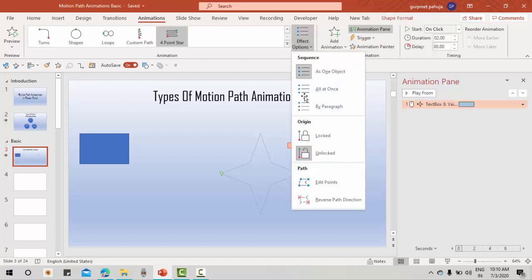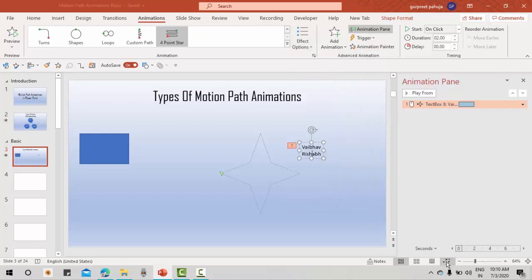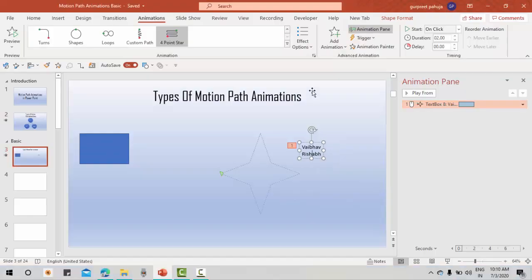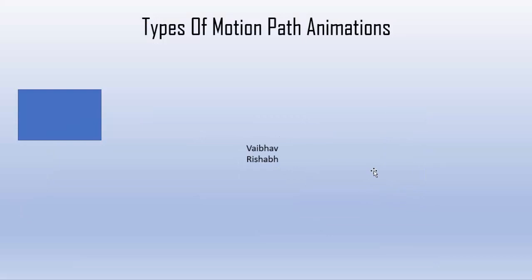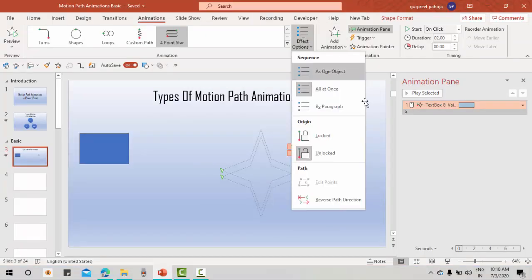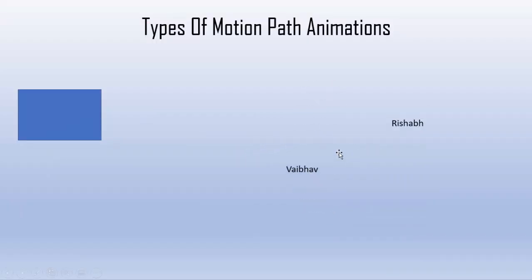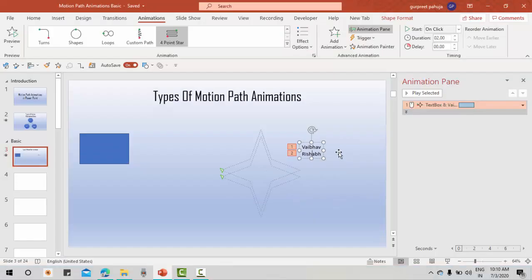then if you see this, these are the extra options. As one object, if you do it as one object, it will do like this. If you do it as all at once, it will happen like this. If you do it by paragraph, first Vaibhav will move and then Rishabh will move.